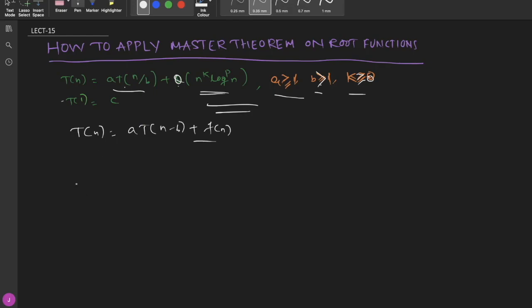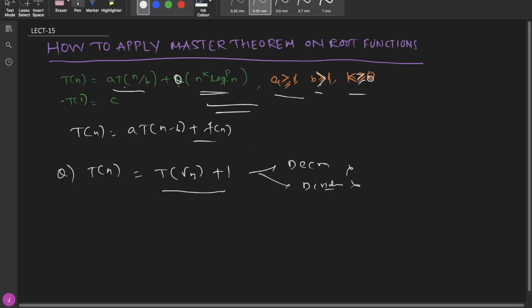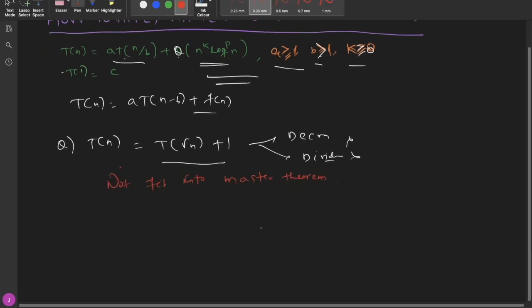some function. Suppose I am taking a question, T of n equals T of root of n plus 1. Here this is not coming under decreasing functions, nor under dividing functions. So in both cases it is not satisfying. That's why we have to modify this relation in such a way that we can use the master theorem. For now this is not currently fitting into the master theorem. So there are two things we can apply here.